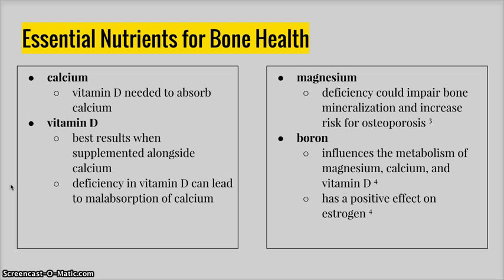Trace elements such as zinc, copper, fluorine, manganese, magnesium, iron, and boron may also indirectly have an influence on your bone health. Magnesium deficiency can impair bone mineralization and may increase the risk of osteoporosis. Boron may influence the metabolism of the other elements above and may have a positive effect on estrogen.